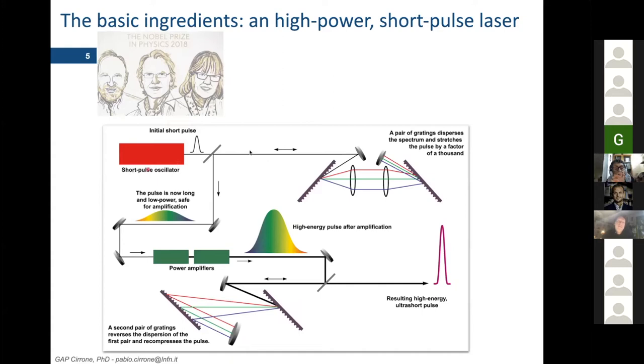This is the scheme in which a typical laser amplifier is composed. We have some short pulse oscillator where we have the initial seed of our laser, that is a short pulse. Then this short pulse is directed towards a pair of gratings, and these gratings are able to disperse the spectrum, and also to stretch the time duration of this pulse by a factor up to 1,000. Then the beam comes back. Now we have a pulse that is long, dispersed in frequency, and so a low power beam that can be amplified without problems of heating and without problems related to the high power.